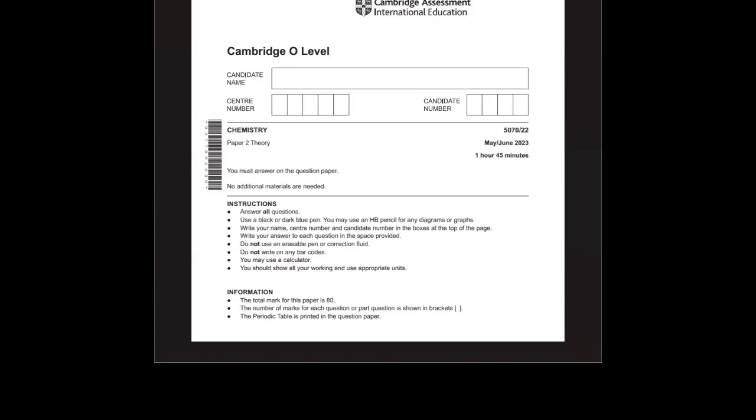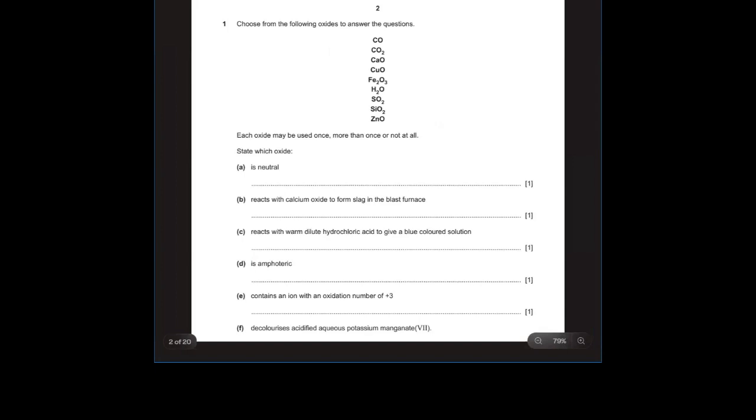Hi guys, today we will be solving 5070 paper 2 variant 2, May/June 2023. It's Chemistry Paper 2 theory, and the time duration for it is 1 hour and 45 minutes. The total marks for the paper are 80, and we have to answer all the questions. Okay, so let's begin with question number 1.